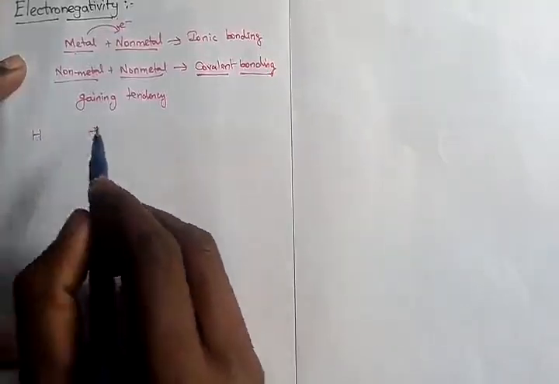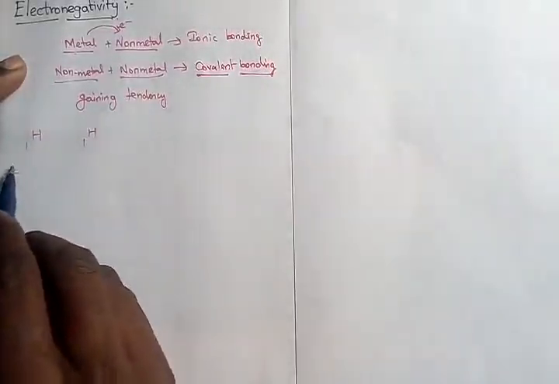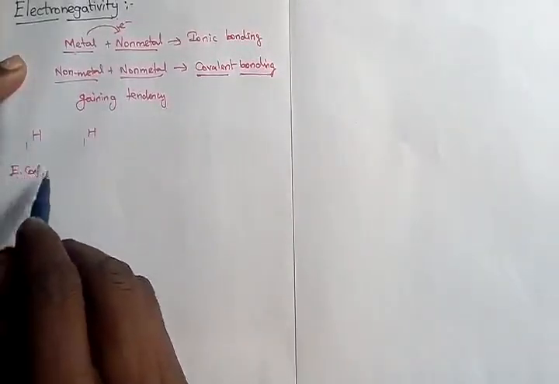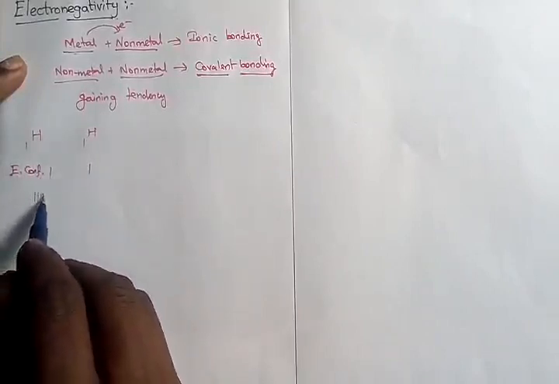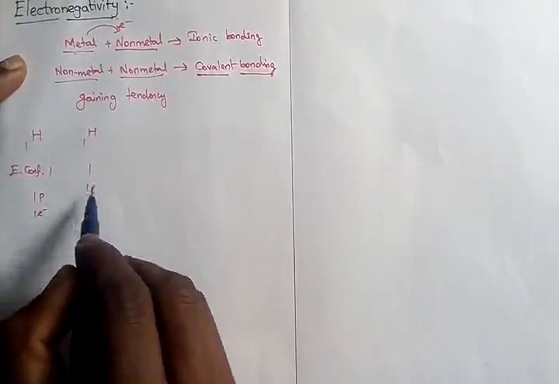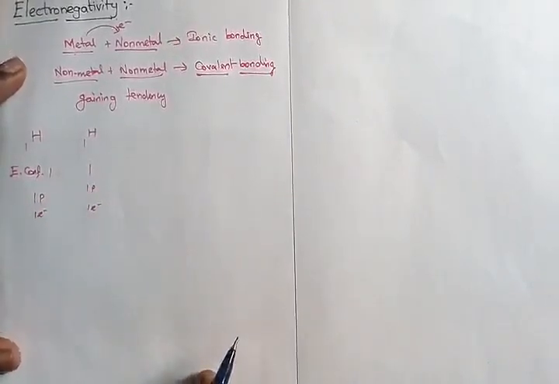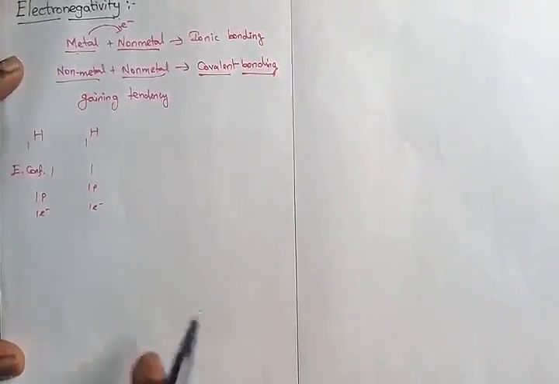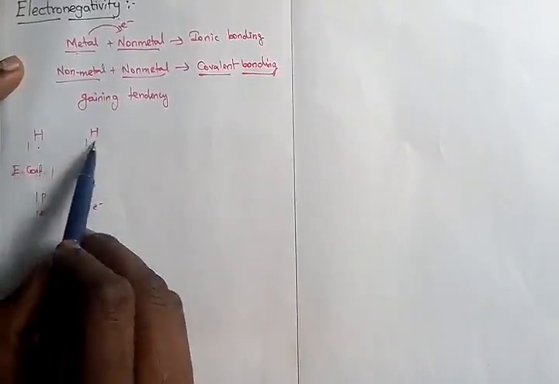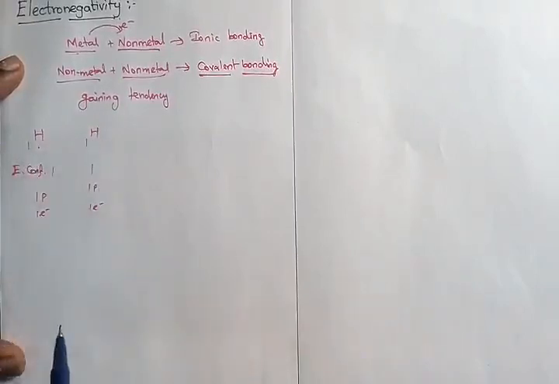One more hydrogen. The atomic number of hydrogen is 1. The electronic configuration is also 1 in the K shell. It has 1 proton, 1 electron. It also has 1 proton, 1 electron. So this is the basic idea. Now, this is also a non-metal, this is also a non-metal.